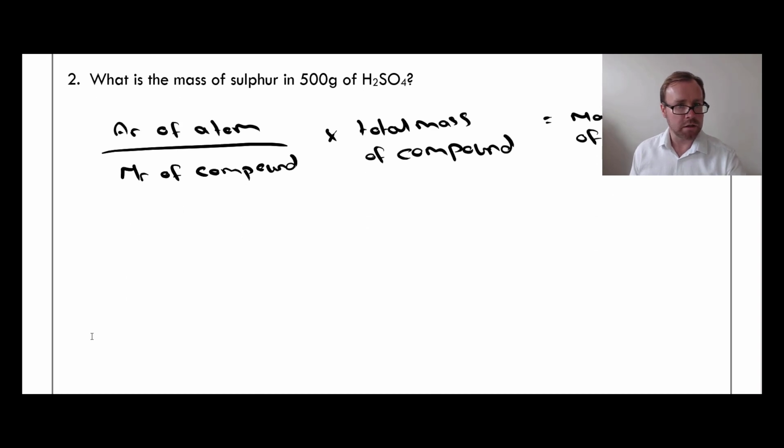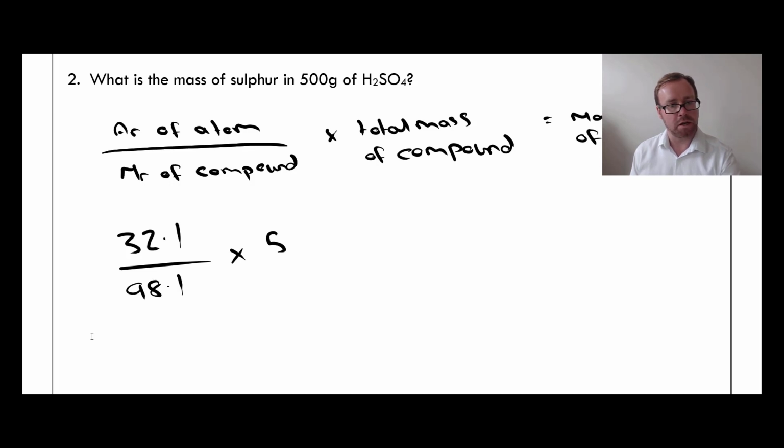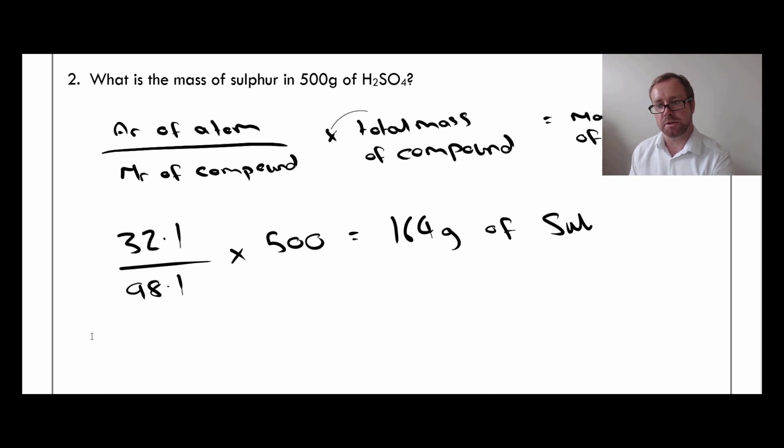So my AR of sulfur, that's what we're trying to work out, is 32.1 over the MR of H2SO4, which if you add them all up is 98.1, times the total mass, which is 500, which gives me a value of 164 grams of sulfur.